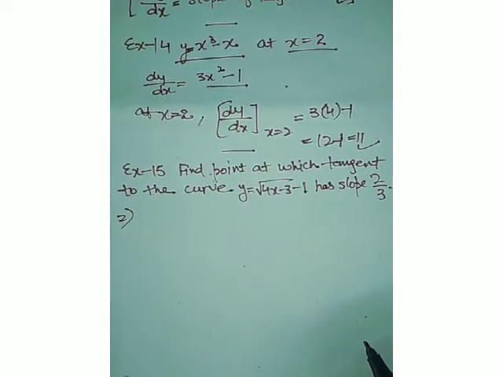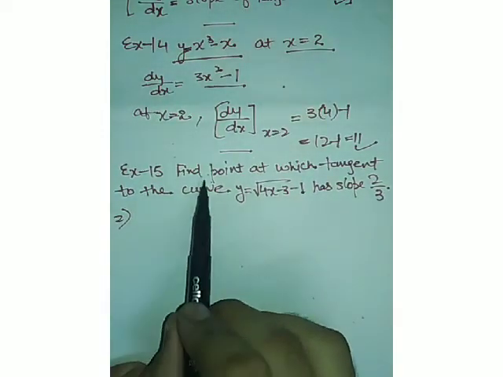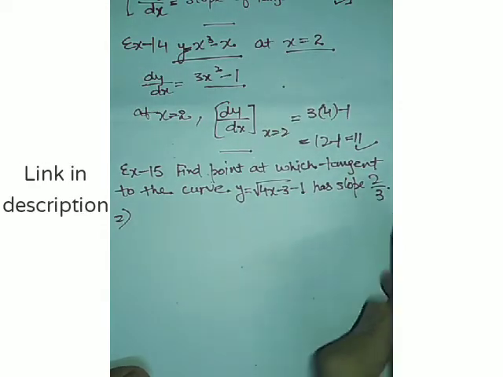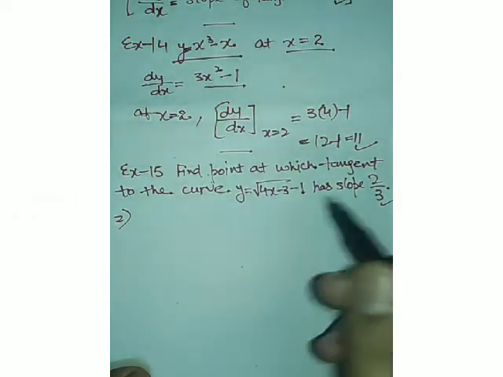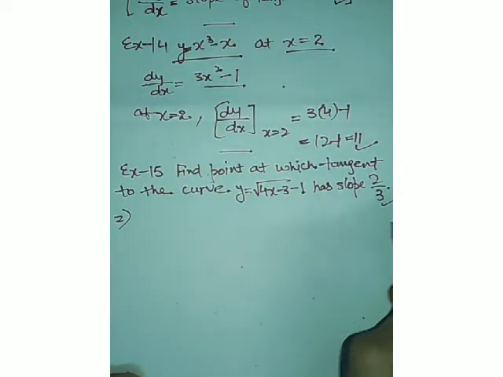This is our next example, which is also an easy one. In this we have to find the point at which the tangent to this curve has slope 2 by 3. Now the slope is given, we have to find the point. It means we have to find x and y, the coordinates of that point. So the slope is given, so we will use this thing.